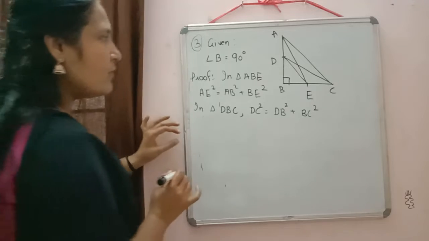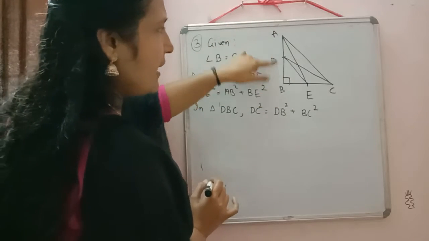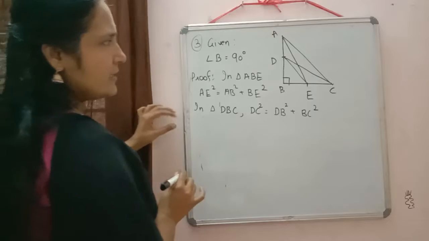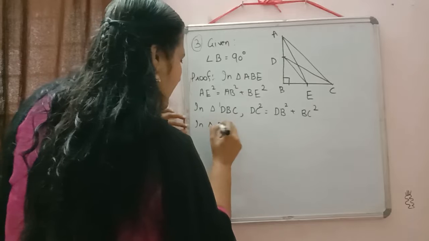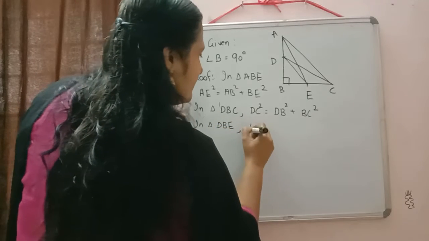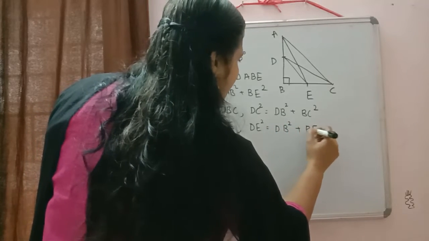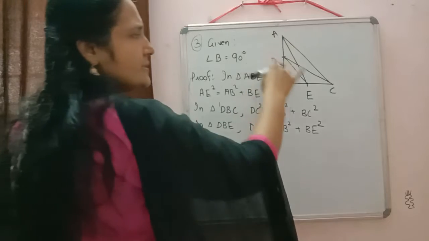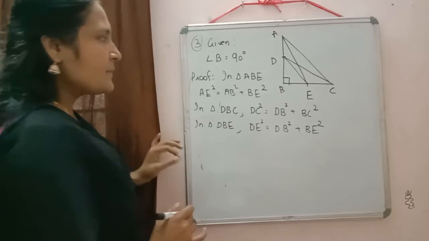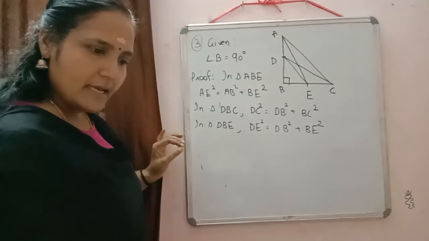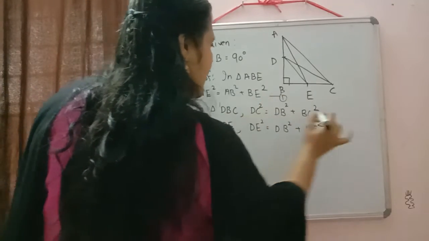So this side also we wrote. Then any other right triangle we have? Triangle ABD we have taken. Triangle BCD we have taken. Then one more we have, triangle DBE. So just write down there. In triangle DBE, what will come? DE square is equal to DB square plus BE square. And then one right triangle is AB square plus BC square is equal to AC square. Okay. Then what are the things we need there? AE square plus CD square. So AE we have here and then CD we have here.